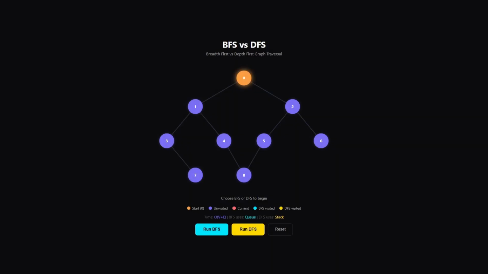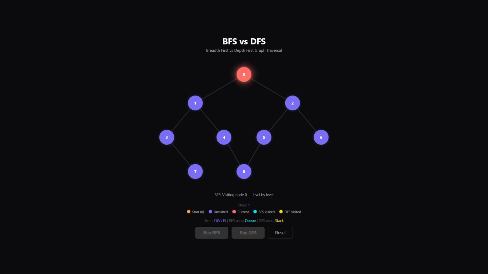Two algorithms. Same graph. Completely different paths. This is the difference that shows up in every technical interview. And most developers get it wrong until they see it visually.